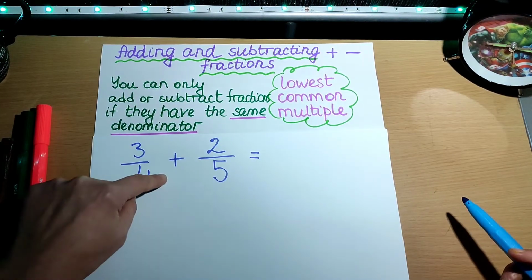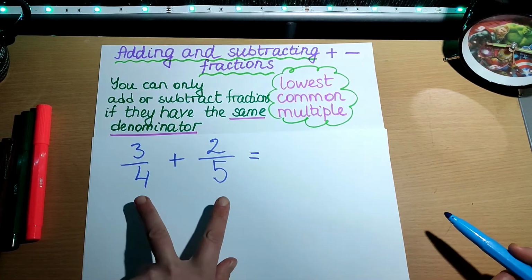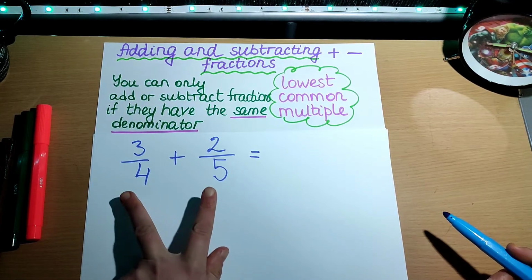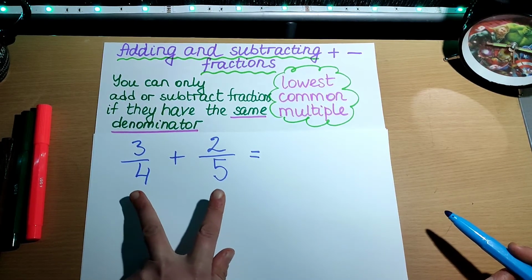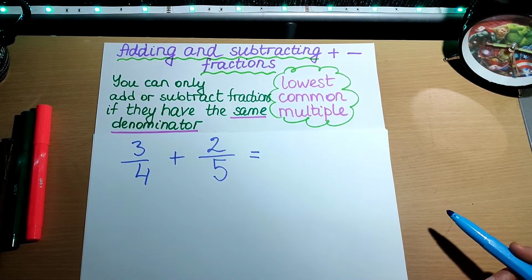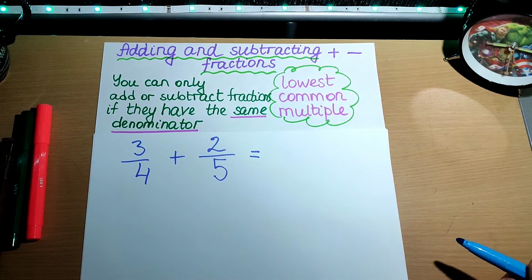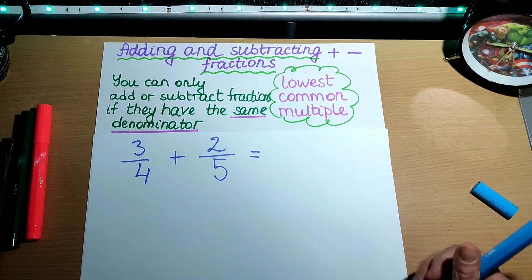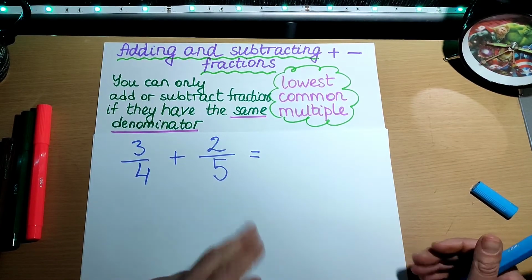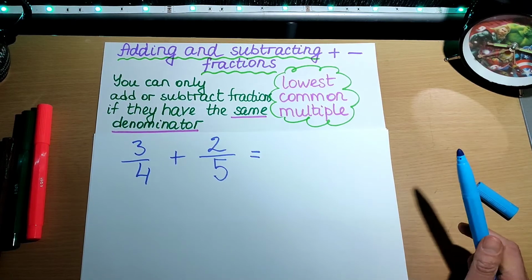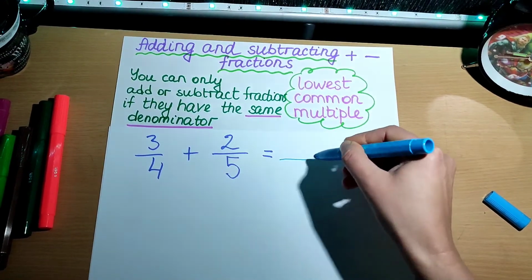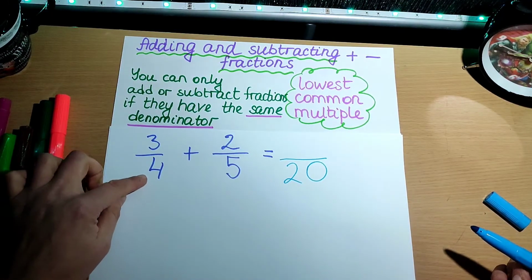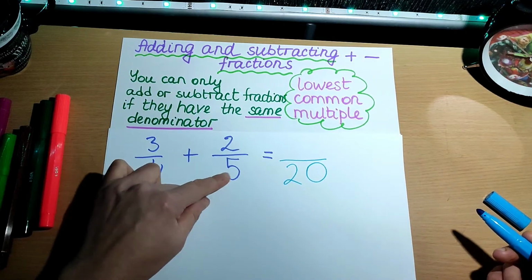So 3/4 add 2/5. We can't add this fraction straight away because the denominators are not the same. We can only add or subtract fractions if their denominators are the same. So let's make the denominators the same. What's the lowest common multiple between 4 and 5? What is the same answer in the 4 times table and the 5 times table? Oh, I know, it's 20. So my denominator is going to be 20. I'm going to turn my quarters into 20ths and my 5ths into 20ths.